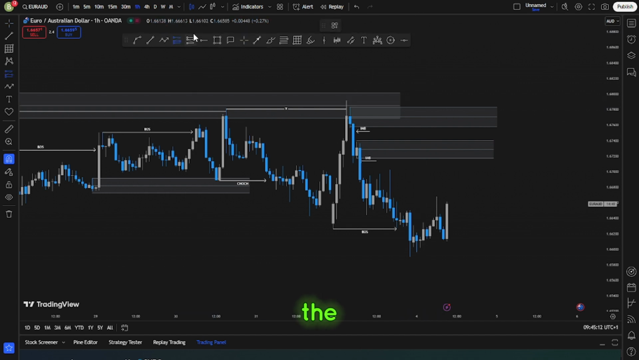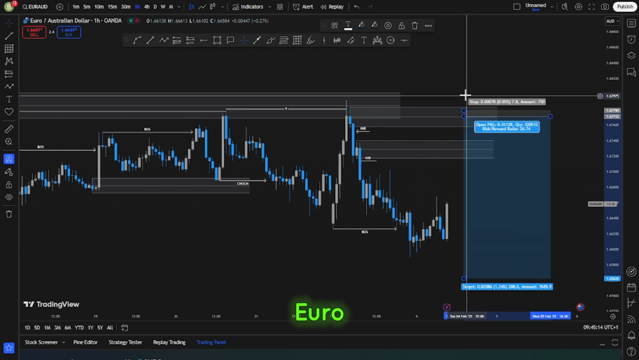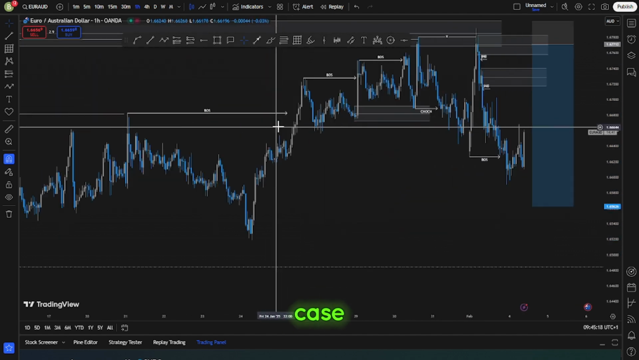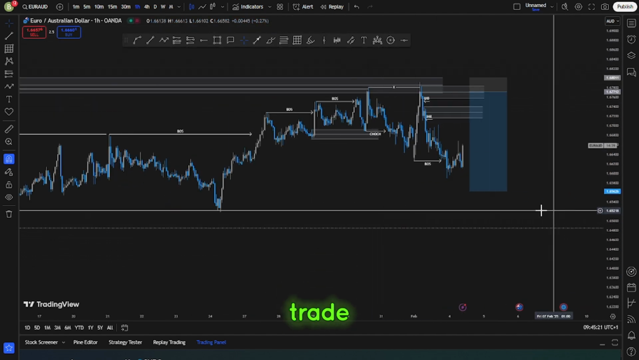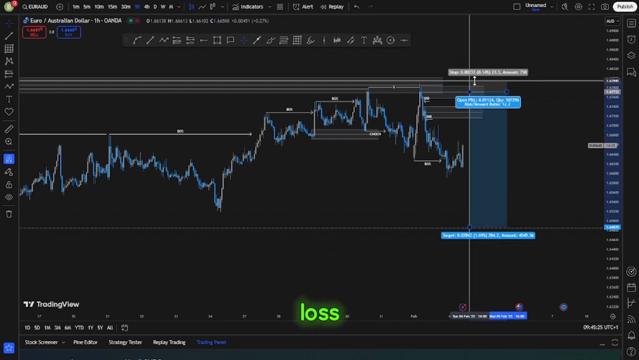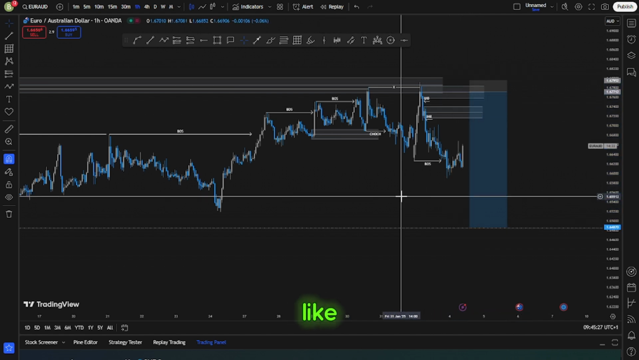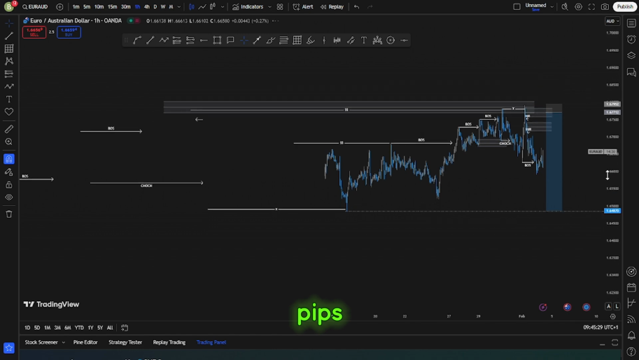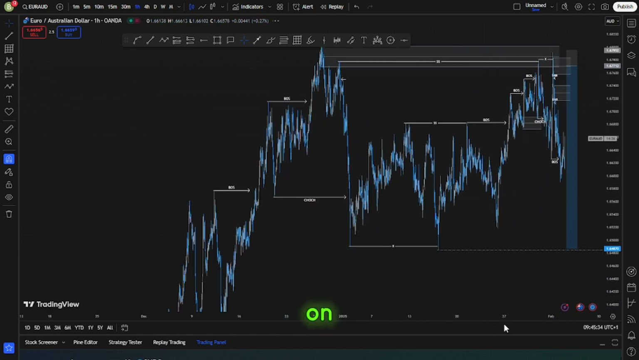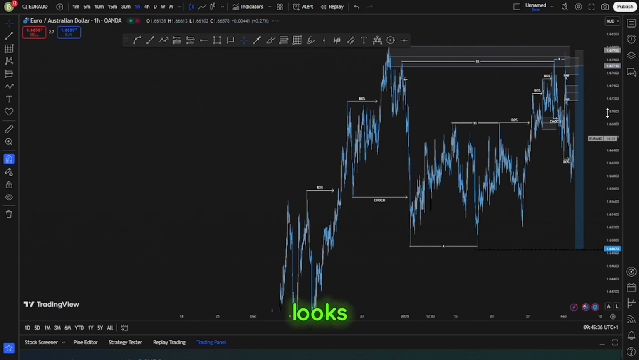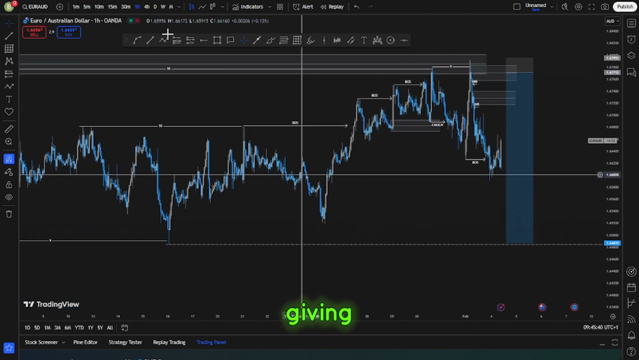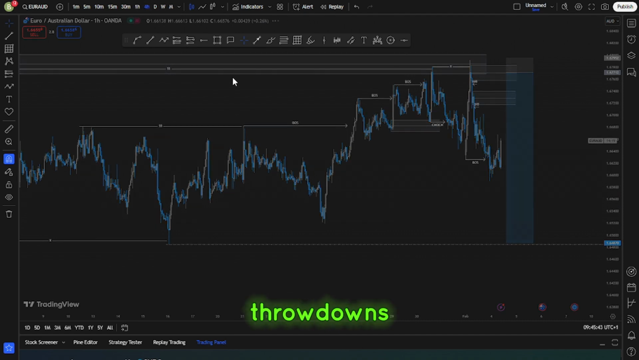So this is the idea that I have on Euro AUD, and I hope you take advantage of it, because we're going to do a case study based on this trade idea. The target should be here, and then we can use our stop loss as this area here, at around 24 pips. Just like that, we have a clean trade idea, guys, on Euro AUD, and it looks very nice for it to just push to the downside without giving us any issues or drawdowns on this one.